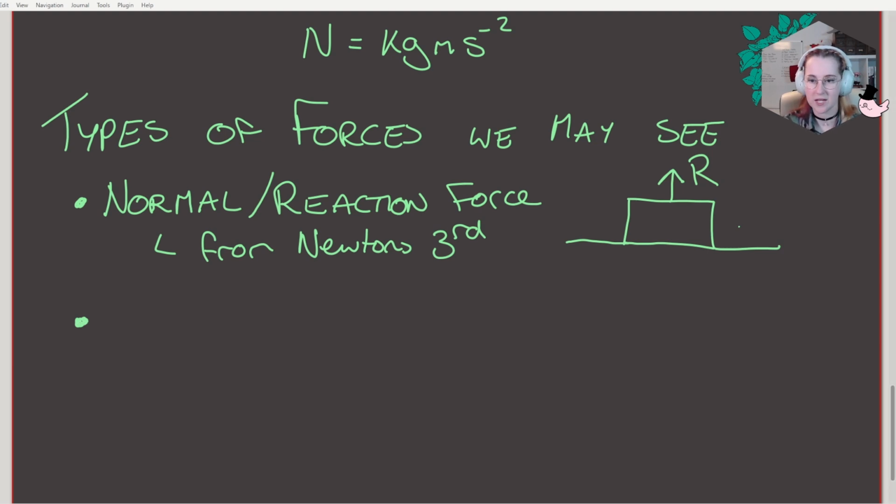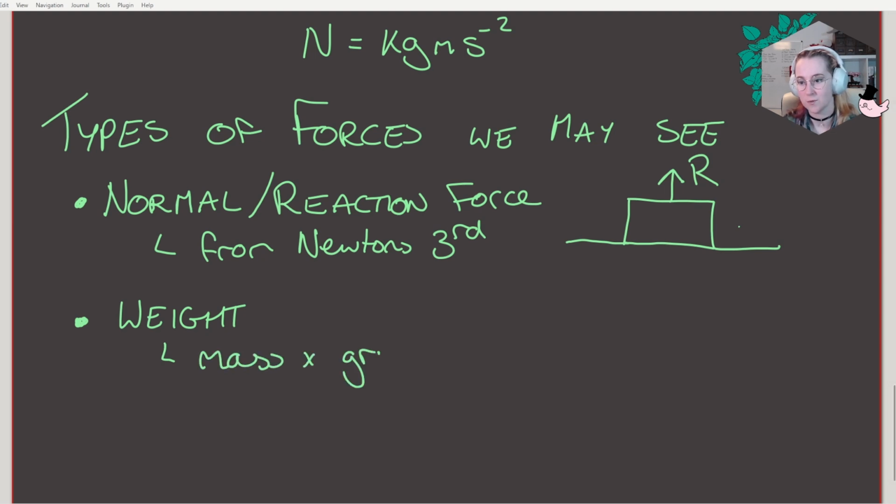Next thing that we're going to see is weight. Mass is sort of intrinsic to how much stuff you have, and weight is specifically mass times gravity. So this will be different on different planets, obviously.